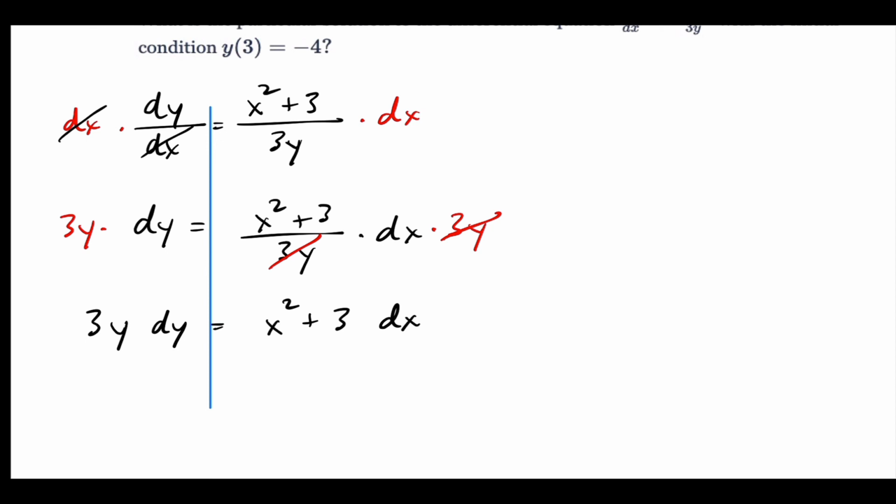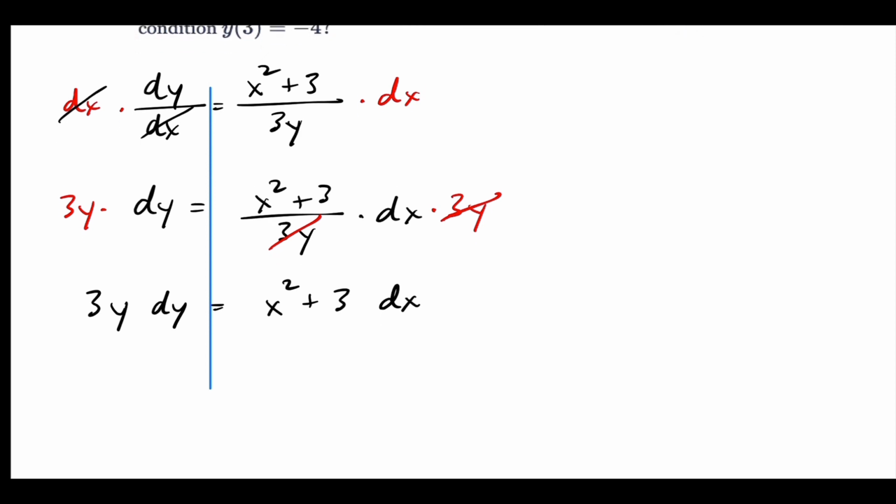Okay. So on the left side of the blue line, we have the y's. On the right side of the blue line, we have the x's. 3 doesn't have anything, right? So I just leave it there. Any constant that doesn't have a y or an x attached, just leave on the right side. Make it easier on yourself. Just leave it where it was. Okay. So now that's step 1. Step 2, integrate both sides.